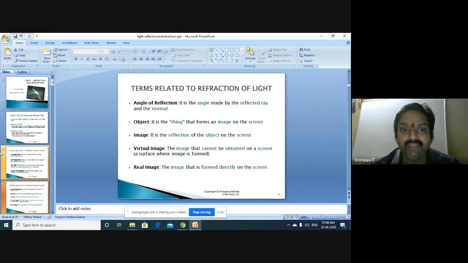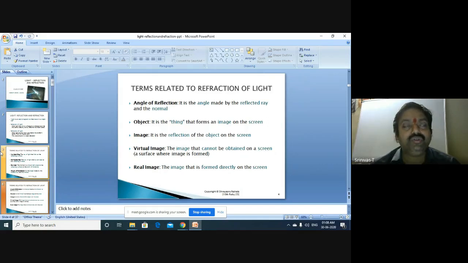Now coming to the object. It is the thing that forms an image on the screen. So we have the object, and the object is what the image is formed of. Therefore, we can define the object as the thing that forms an image on the screen. Whatever the object may be, it can be a candle, or any other simple object.